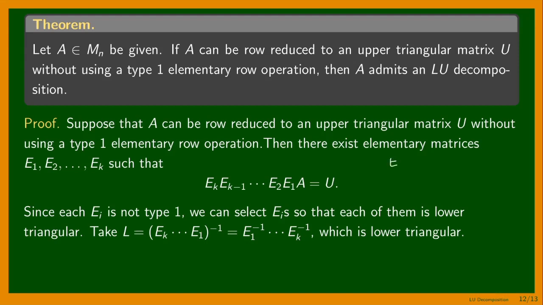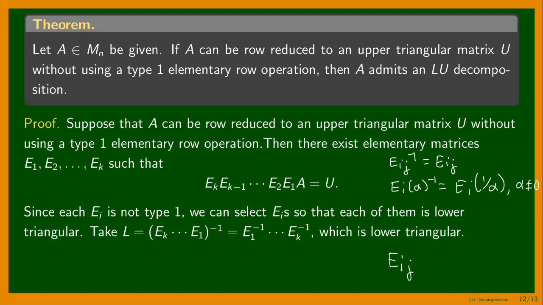For type 1, E_ij, the inverse is also E_ij. In other words, to undo the swapping of two rows, you swap these two rows once again. For type 2, E_i(alpha) inverse is E_i(1/alpha), where alpha is not 0. To undo multiplying a scalar alpha on row i, we simply multiply the same row i by 1 over alpha.